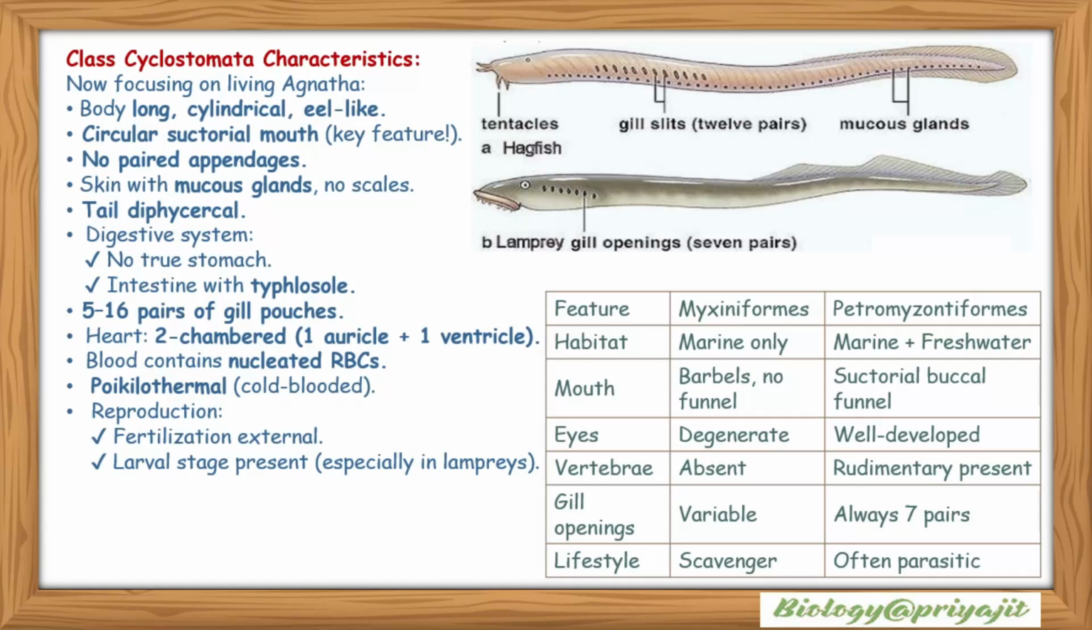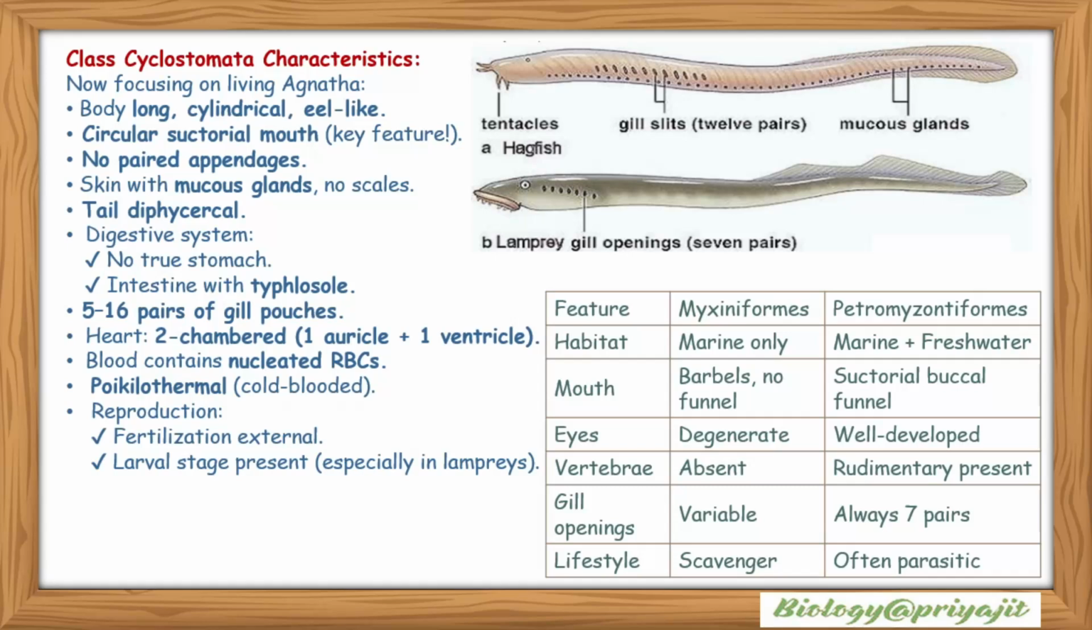Their heart is two-chambered. There is one auricle and one ventricle. Their blood contains nucleated RBCs. They are poikilothermal, or cold-blooded. In reproduction, their fertilization is external. A larval stage is present, especially in lampreys.